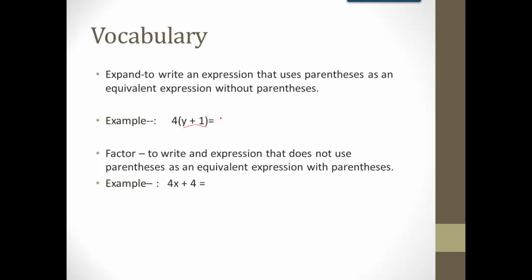Well, to expand it, what I want to do is take this apart. To take this apart, 4 multiplied by y is added to 4 multiplied by 1. This becomes 4y plus 4.